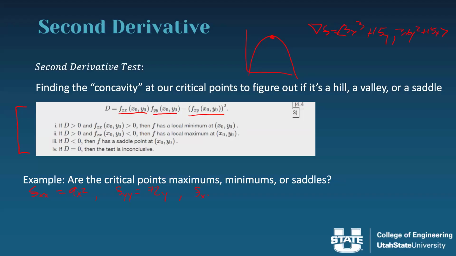Yep, just 15. Perfect. So now I can plug in my critical points to get a value for each of these. At 0, 0, plugged into each of these, I'm going to get 0 for my second derivative in terms of x. I'm going to get 0 for the y one as well. And then fxy is going to stay the same. It's 15.